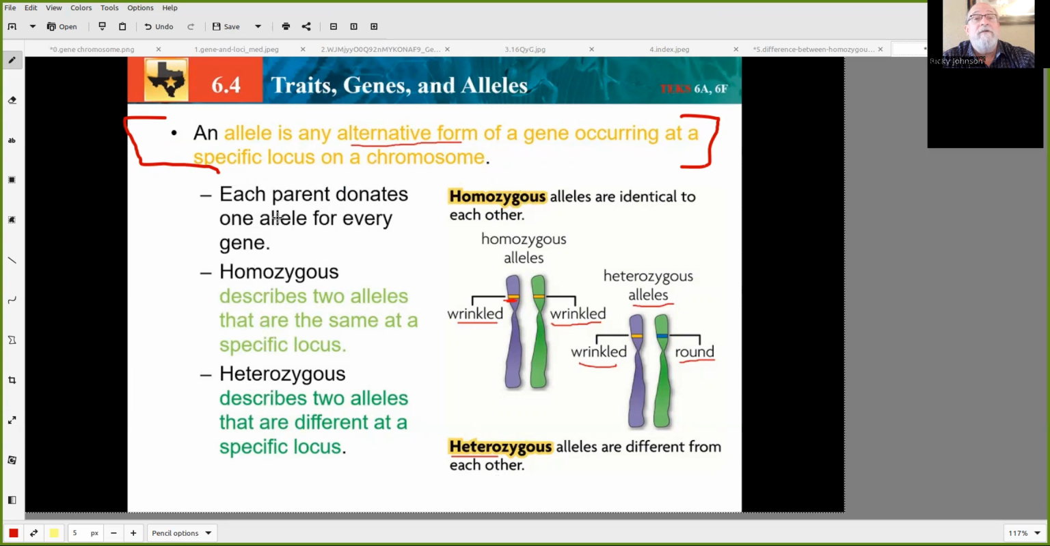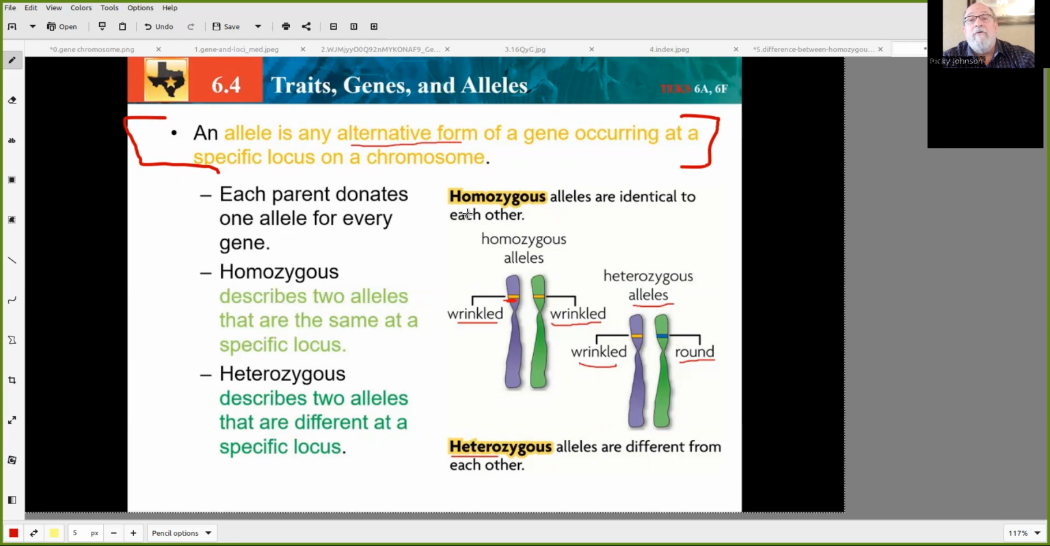So realize here that each parent donates one allele from each, for every gene. Now, they may be different. It might be a big B or a little b, say, but they're going to at least give one to the child. Now, homozygous, that's when two alleles are the same. So both parents were big B maybe, and you got two big Bs, so you are homozygous. Heterozygous happens if you have two different alleles, a big B and a little b, for instance. That would be heterozygous.